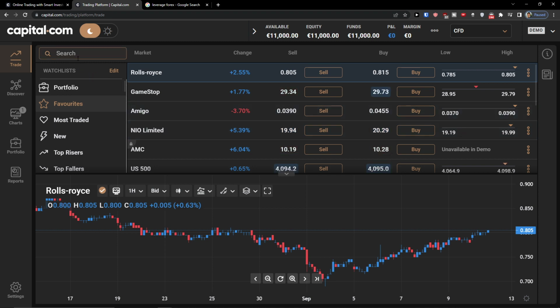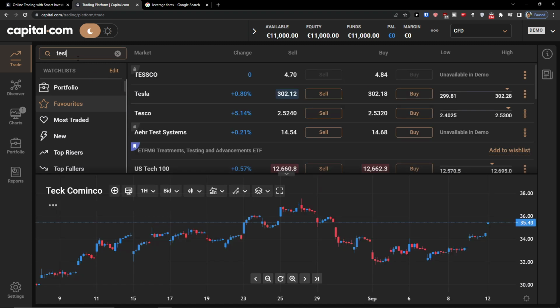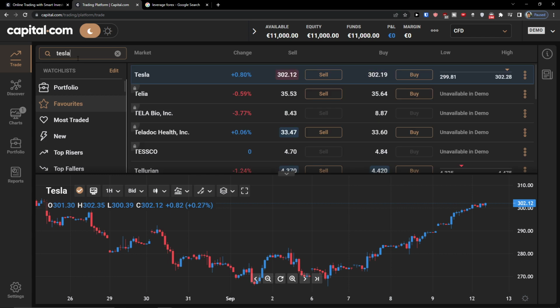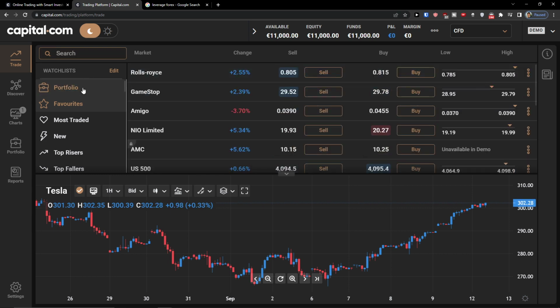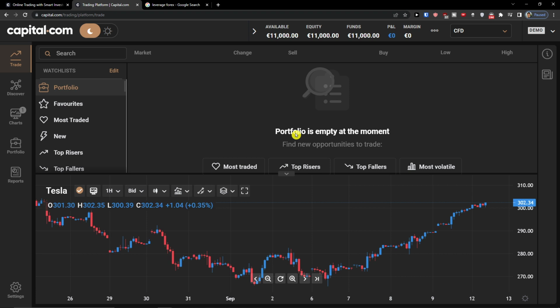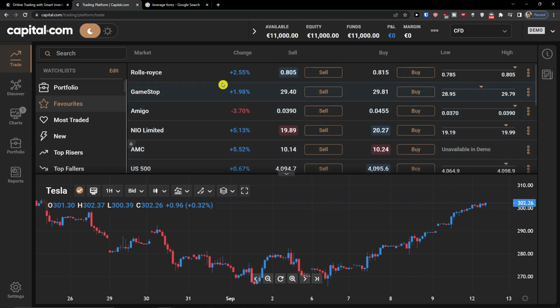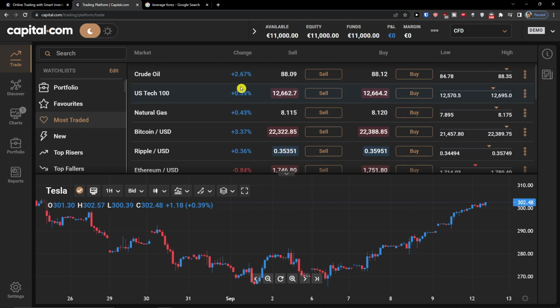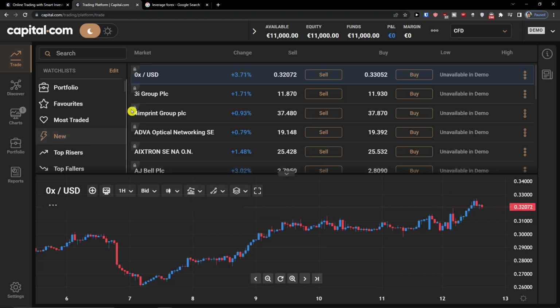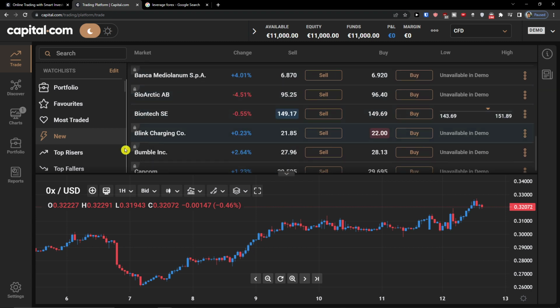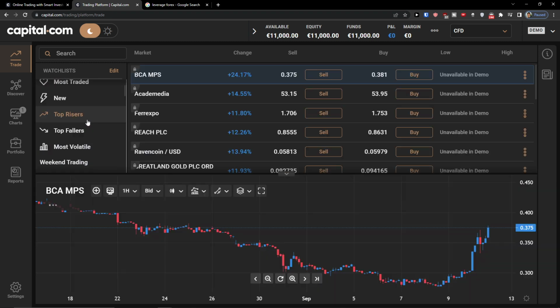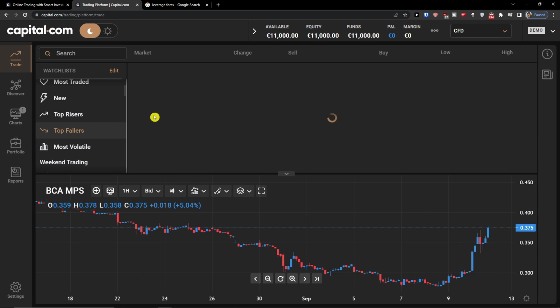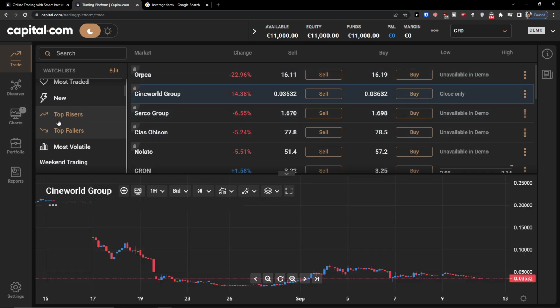So here in a search, you can always write what you're searching for. So let's say I'm searching for Tesla. Here I have it. Then on the watch list, you're gonna have your portfolio, favorites. So I can remove it from list. Most traded. So what the people are most trading. Then you're gonna have the new. And then we're gonna have the top risers, followers, which is pretty straightforward.